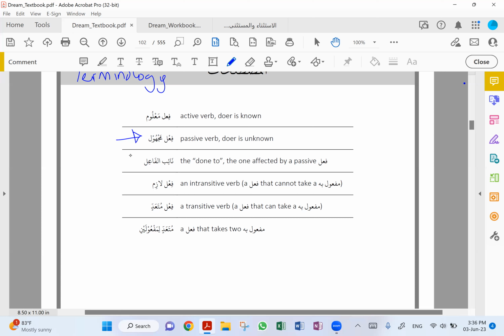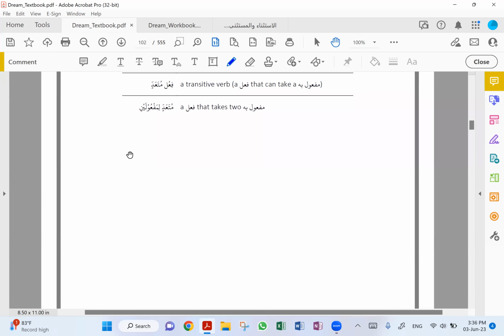So fi'al lazim. And then of course the opposite of a fi'al lazim is fi'al muta'addi, which is a transitive verb, and it's a fi'al that can take a maf'ul bihi. So if I say, for example, I read a book. I read a book. What did I read? A book. So that answers the question what, and that becomes my maf'ul bihi. So it is a verb that can take a maf'ul bihi, and therefore it is muta'addi.